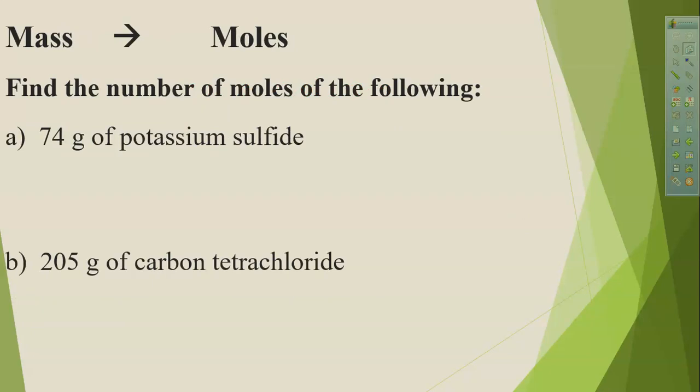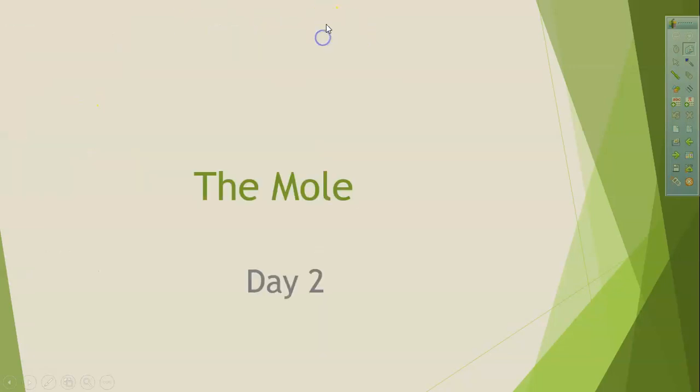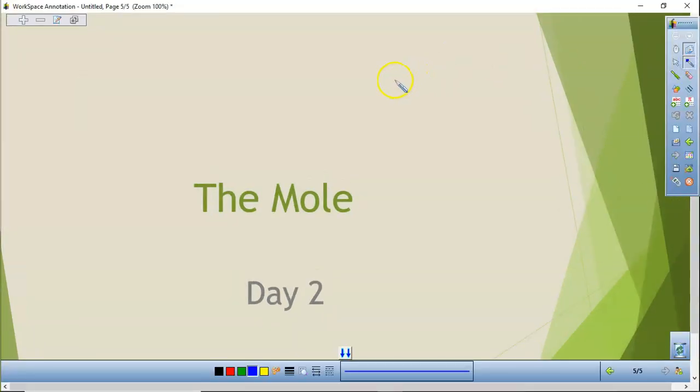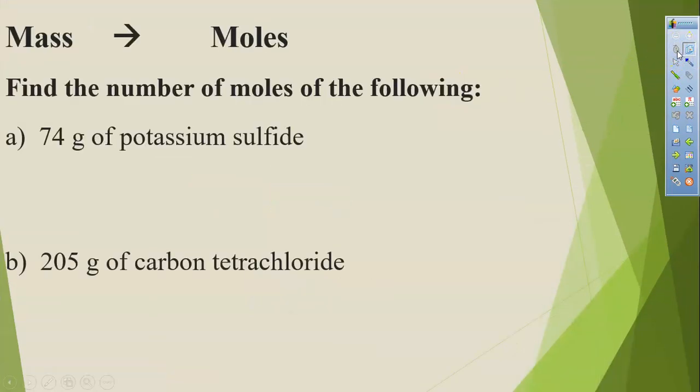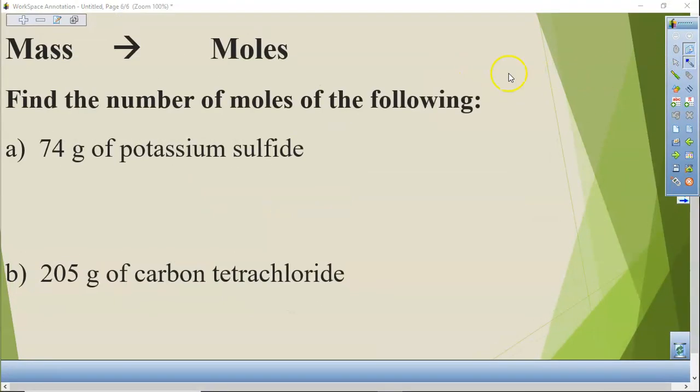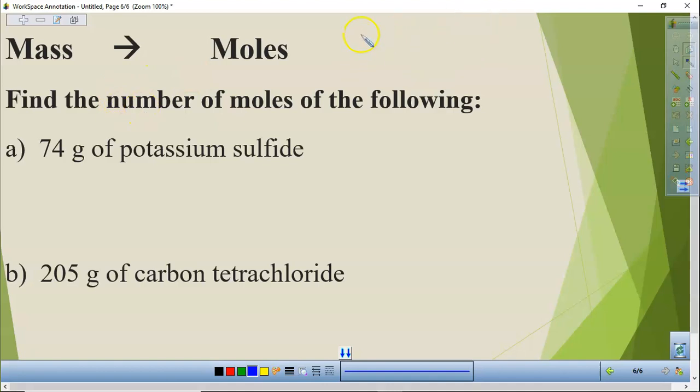Okay, so let's go backwards. Let's go from grams to moles. Let's find the number of moles. So let's see. We're going to use that, and we're going to go back a slide. There we go. Let's try this. All right, there we go. We are going to use 1 mole is equal to the molar mass of the substance.